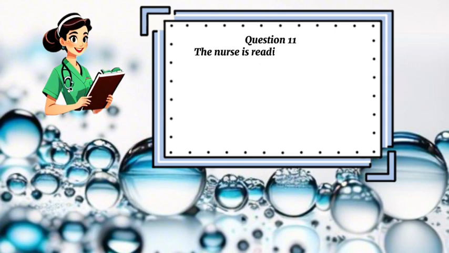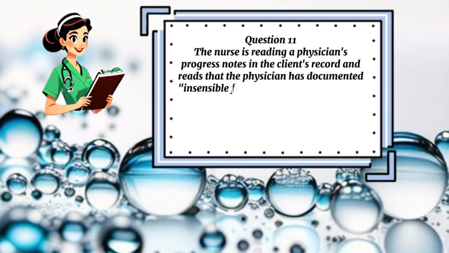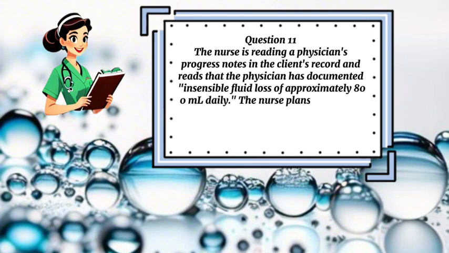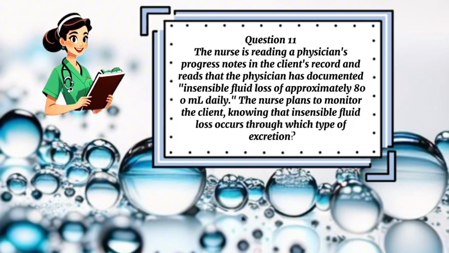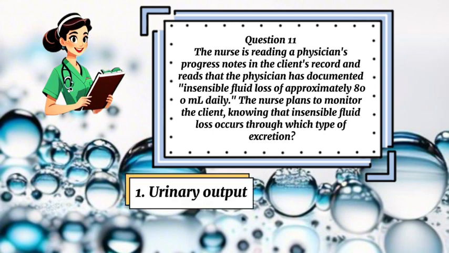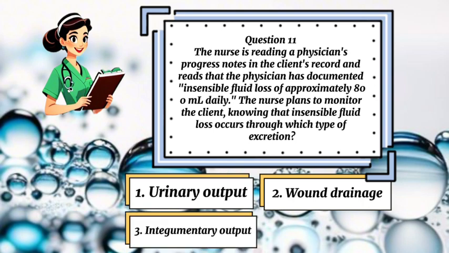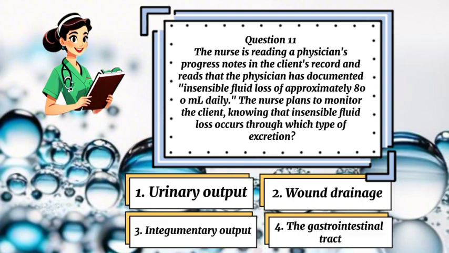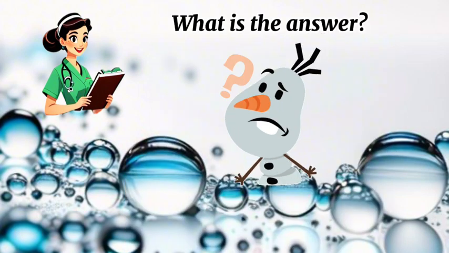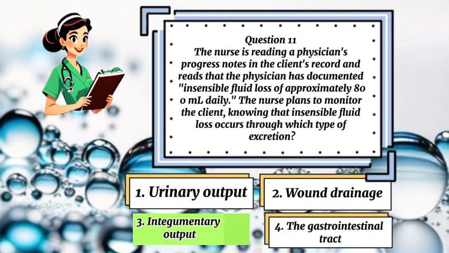Question 11. The nurse is reading a physician's progress notes in the client's record and reads that the physician has documented insensible fluid loss of approximately 800 milliliters daily. The nurse plans to monitor the client, knowing that insensible fluid loss occurs through which type of excretion? 1. Urinary output. 2. Wound drainage. 3. Integumentary output. 4. The gastrointestinal tract. What is the answer? 3.